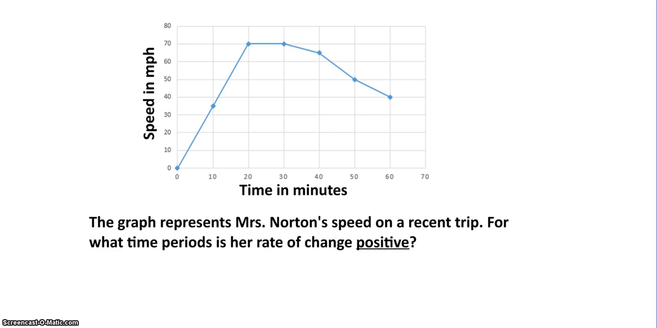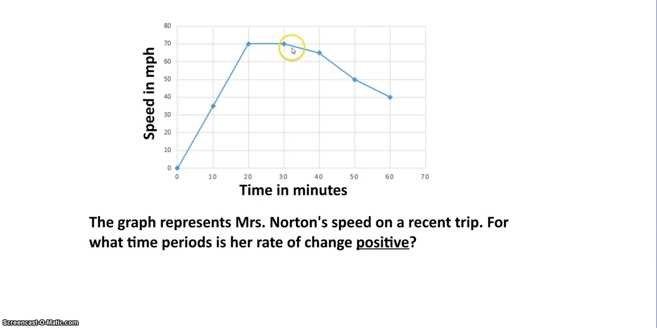Alright, so taking a look at this graph, it says that the graph represents Miss Norton's speed on a recent trip. For what time periods is her rate of change positive? Okay, so if you look at a graph like this, it says time in minutes. So I have been on the road for 60 minutes or an hour. And these are the speeds that I looked at the speedometer and said, oh, this is where I'm going. So at 10 minutes, I looked down and I said I'm going about 35 miles an hour. And at 20 minutes, I said I was going about 70. So chances are I am on the interstate going 70 miles an hour or so.